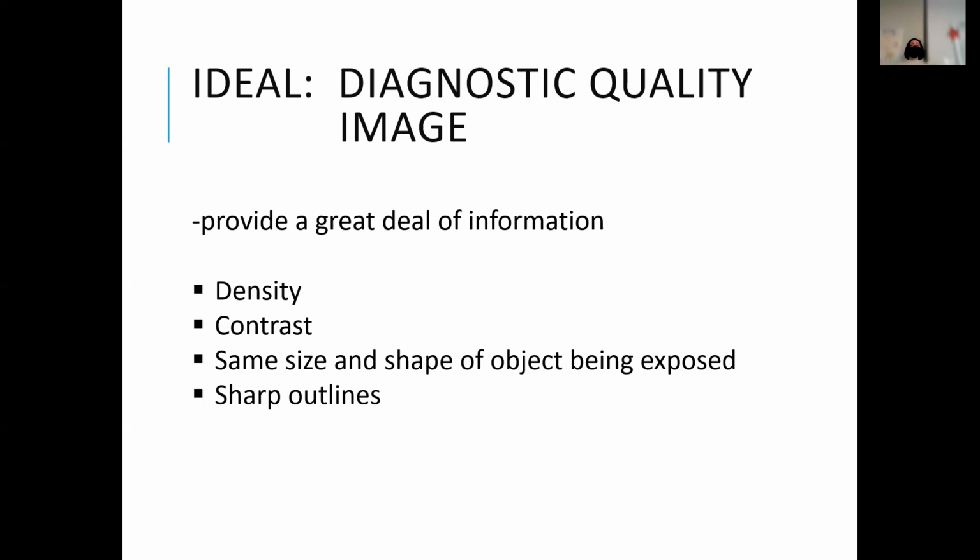The terms we're going to think about are density, defined a little differently; contrast, which is going to be one of the trickiest concepts; then the same size and shape of the object being exposed, because we want a realistic duplication of the actual item in the picture; and then sharpness and outline, a nice outline.